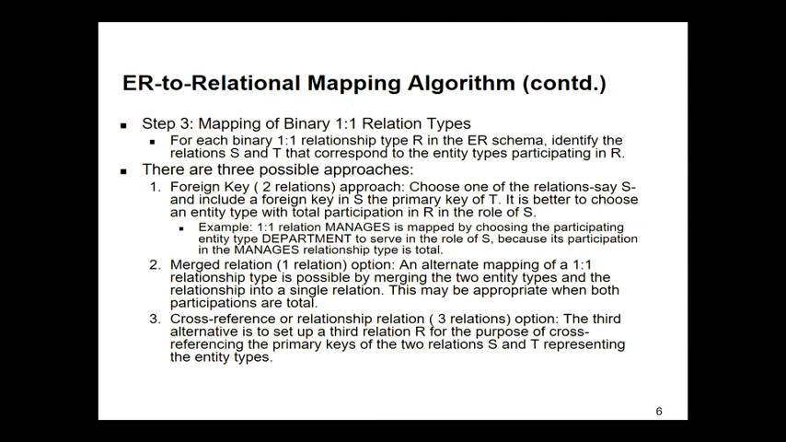And again, can foreign keys have null values? Yes. So we know that. The primary keys obviously cannot. So the merged relation, so we have one relation. An alternative mapping of this is merging the entity types and relationship into a single relation. And this is typically when they are total. What do they mean by this, total? It means there's no nulls.